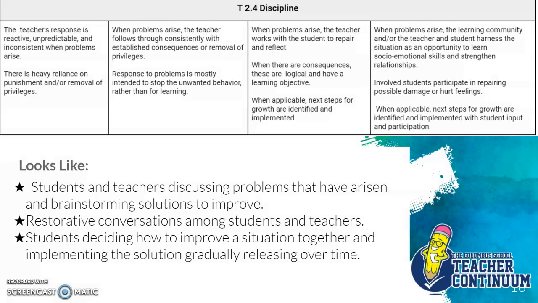And finally, 2.4 is discipline. Looking again at a more teacher-controlled environment on the left and an environment with student agency on the right, thinking about students and teachers discussing problems that have arisen and brainstorming solutions to improve, looking for those restorative conversations among students and teachers, and also that students are able to decide how to improve a situation that might come up in a collaborative group or in working with others, and they're able to implement that solution with a kind of gradual release model over time. So the teacher might support them a lot at the beginning of the year with that, and then towards the middle to end of year, they're able to do that independently as a group.